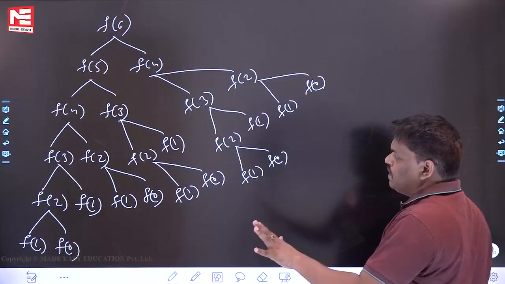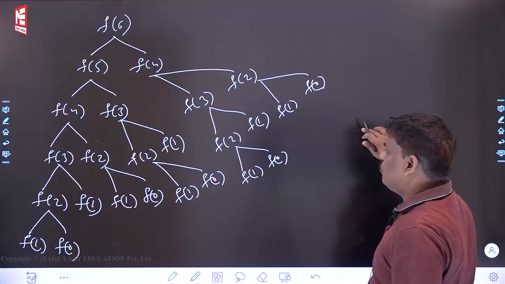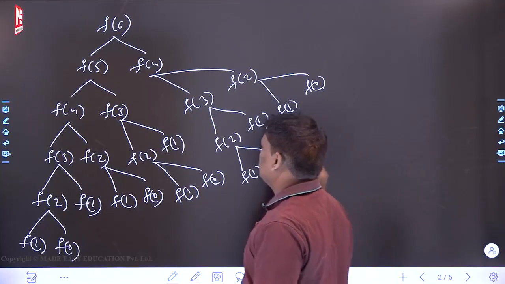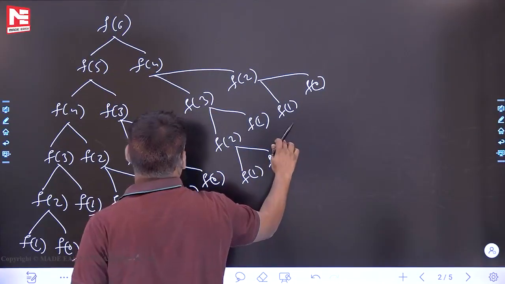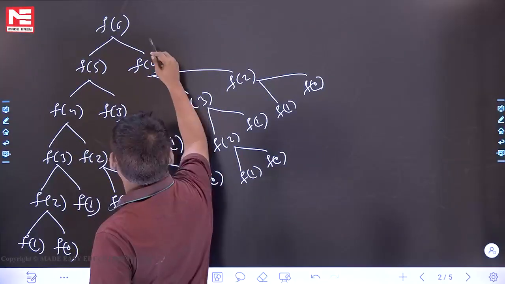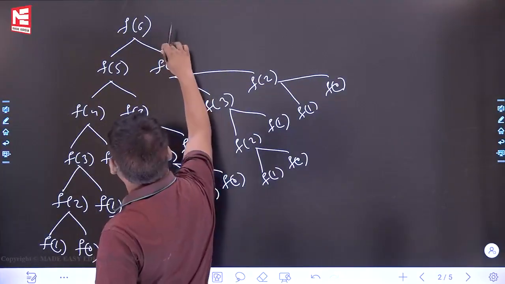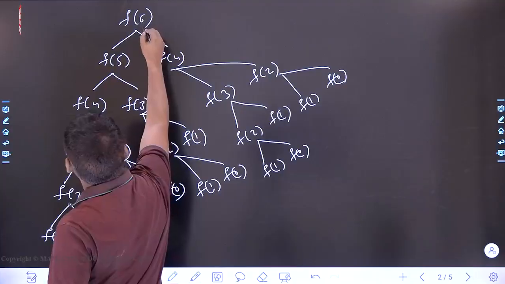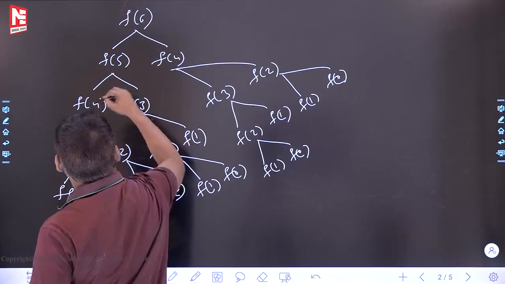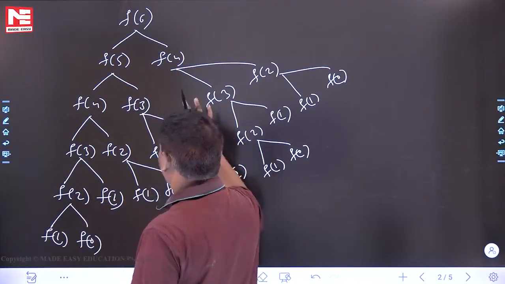I am thinking that you are really comfortable. Let's see this one carefully. Listen to this. Fibonacci of 6 is calling 5 and 4. 5 is calling 4 and 3, something like that. So it is a binary tree, that is okay.